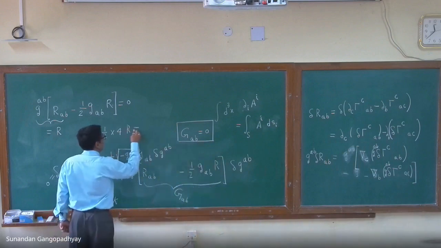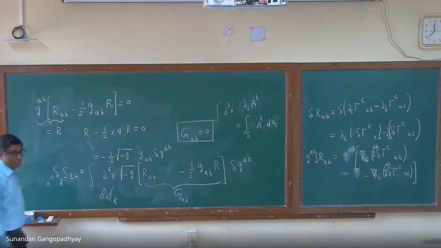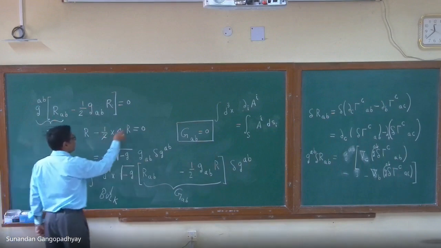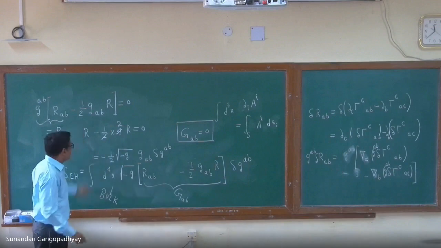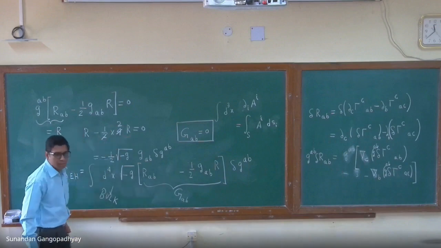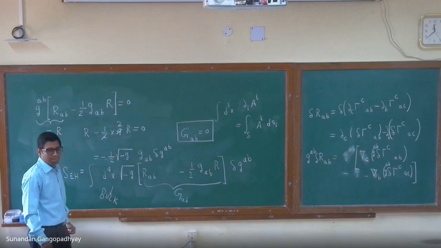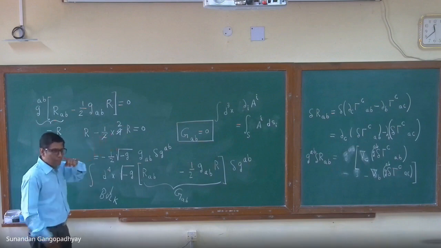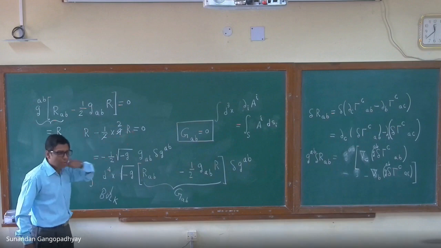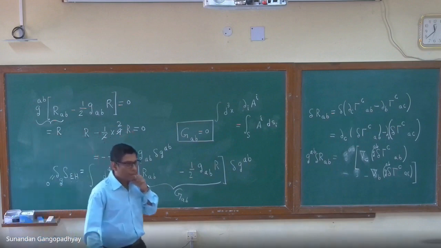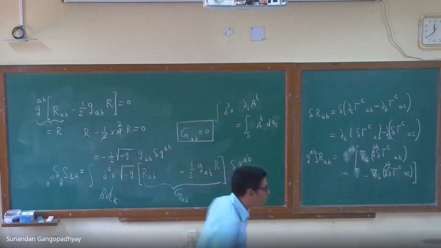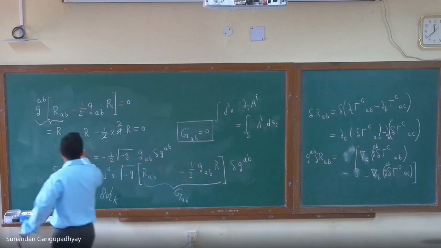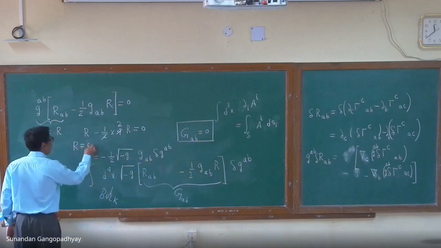R is equal to 0. Right? What is this? 2. So what do you get from here? It is equal to 0. Then what? Yes? Say it. So R is equal to 2.